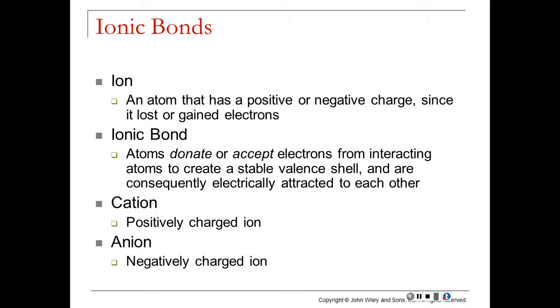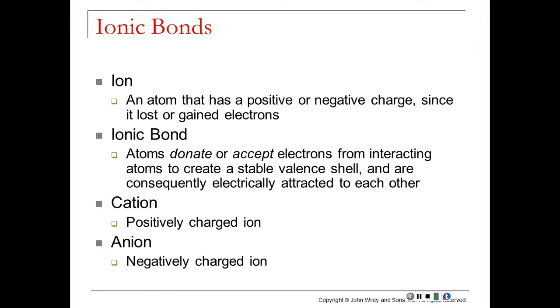In that case, a neutral atom that gives away 2 negative charges is now going to become a positively charged atom because it's now less negative. It's given away 2 of those negative charges. So it's called a cation. A cation is a positively charged ion. The atom that receives those 2 electrons that were just given away by that other atom is now a negatively charged atom, and it's called an anion. So the cation is a positively charged ion, an anion is a negatively charged ion.